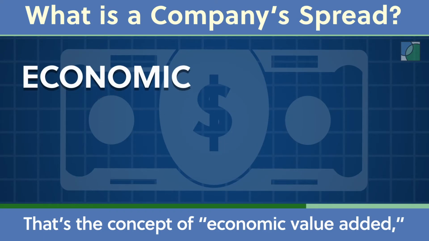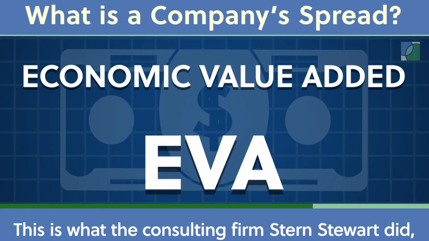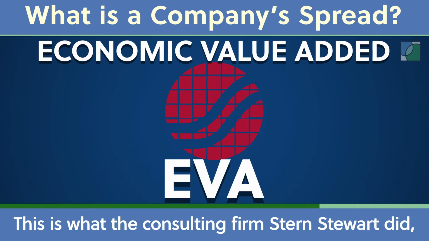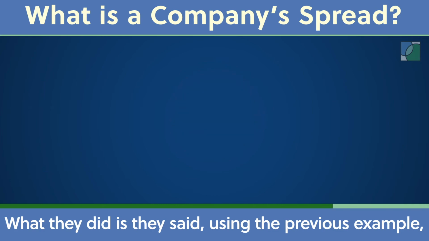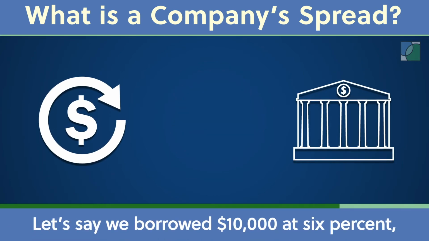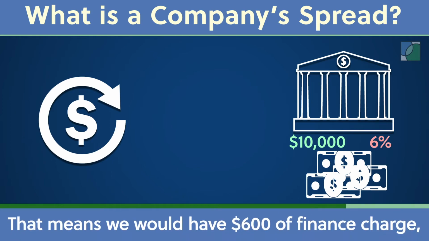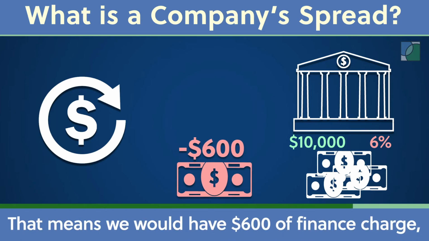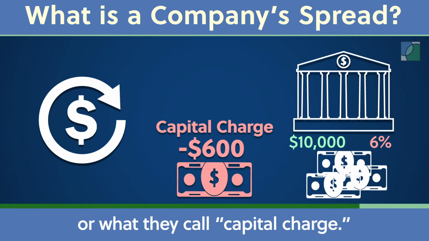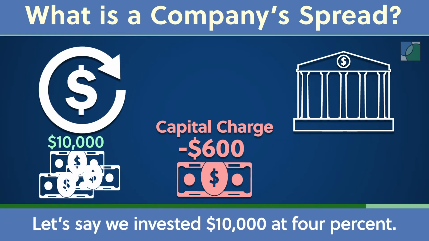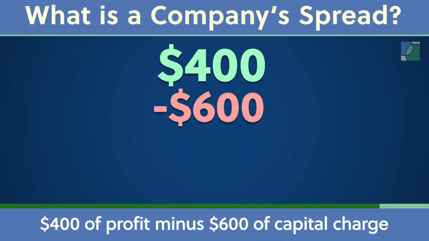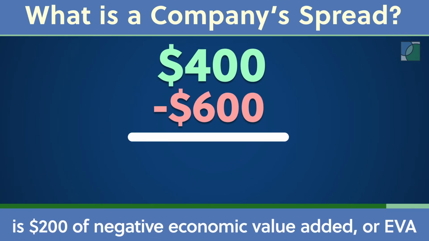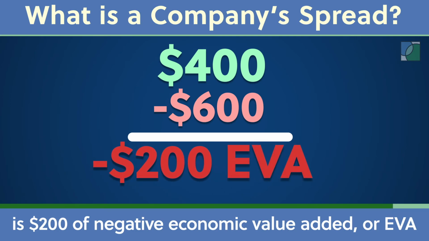That's the concept of economic value added, or EVA. This is what the consulting firm Stern Stewart did, and this is a concept that is pretty simple. What they did is they said, using the previous example, let's say we borrowed $10,000 at 6%. That means we would have $600 of finance charge, or what they call capital charge. Let's say we invested $10,000 at 4%. That means we have $400 of profit. $400 of profit minus $600 of capital charge is $200 of negative economic value added, or EVA.